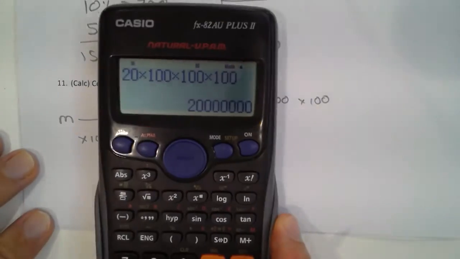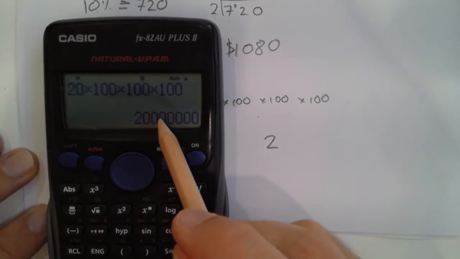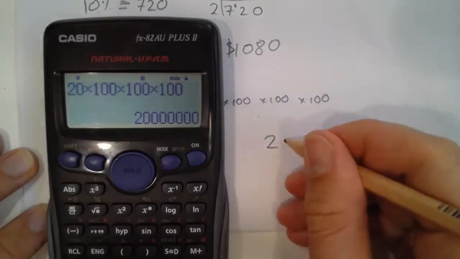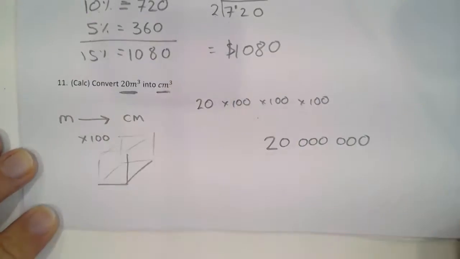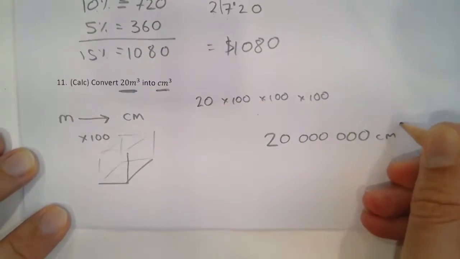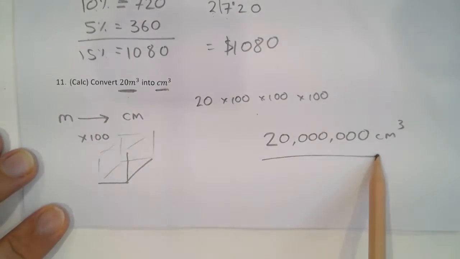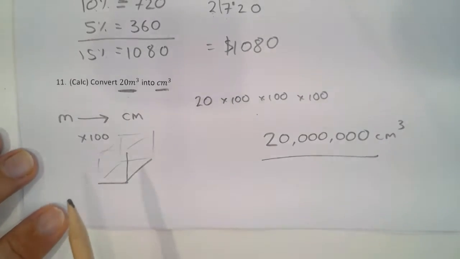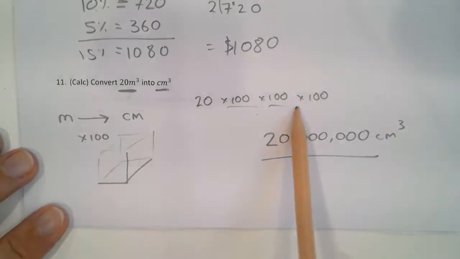Let's make sure we include these right zeros. So it's 2, then 1, 2, 3, 4, 5, 6, 7 zeros. So that is 20 million. So 20 cubic meters is 20 million cubic centimeters. So a good thing to remember here is 1 cubic meter is a million cubic centimeters. 100 times 100 times 100. All right.